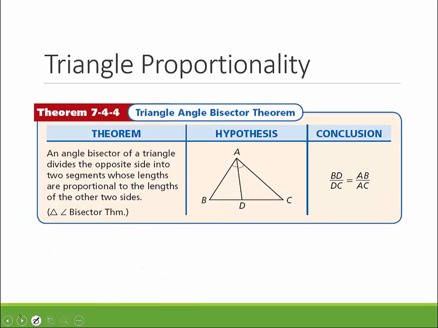Next theorem. This one's a little different because it talks about angles rather than the sides. It says, an angle bisector of a triangle divides the opposite side into two segments whose lengths are proportional to the lengths of the other two sides. So if you have an angle bisector that cuts the angle in half, it doesn't have to cut the side of a triangle in half, but we know that BD over DC has to be proportional to AB over AC.